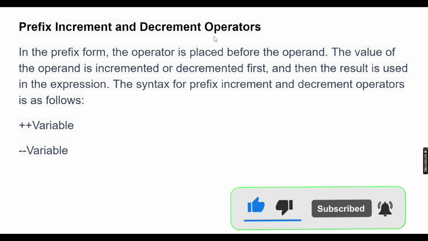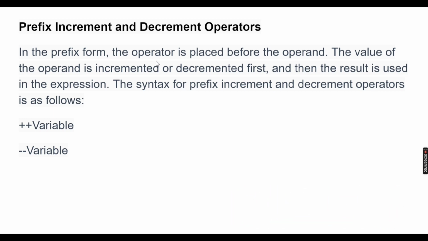Prefix increment and decrement operator. In the prefix form, the operator is placed before the operand. In this case, the operand is a variable, which is nothing but any type of variable name. And the operator is placed before the operand. The operator here is plus plus, which is the increment operator, and in this case minus minus, which is the decrement operator.